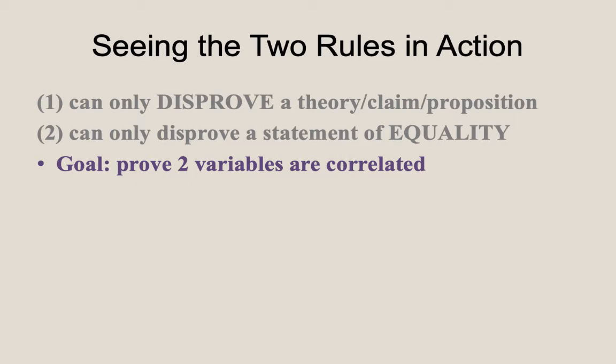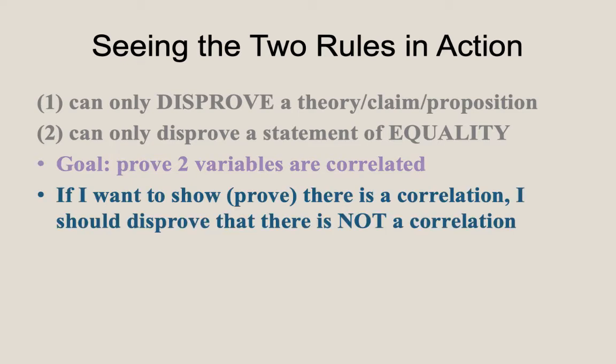Let's move from this silly hypothetical example about cows to something more authentic. My new goal is that I'd like to prove two variables are correlated. Unfortunately, what I can't do is prove that there is a correlation. Why? Because I can't prove anything. I can only disprove things. But I can disprove things. So if I want to show there is a correlation, I should disprove that there is not a correlation. Or I should disprove the variables are uncorrelated.